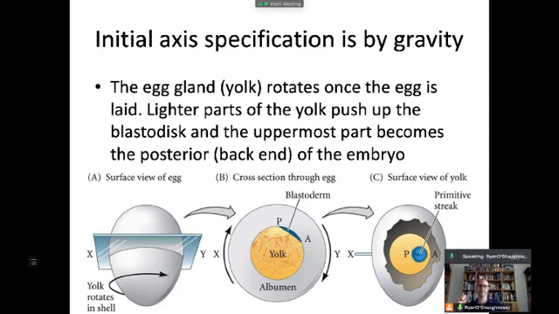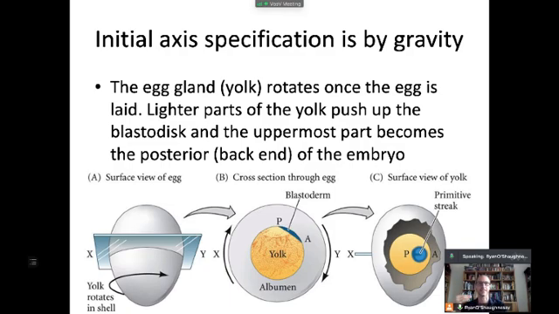And remember that in chick embryos, that initial axis specification, i.e. what is anterior and what is posterior, is by gravity. So the egg or yolk rotates once the egg is laid. Lighter parts of the yolk push up the blastodisc, and the uppermost part becomes the posterior, the back end of the embryo. So we can see this here. The yolk rotates in the shell. We can see here that the uppermost part becomes the posterior end, and the part closest to the ground becomes the anterior end.